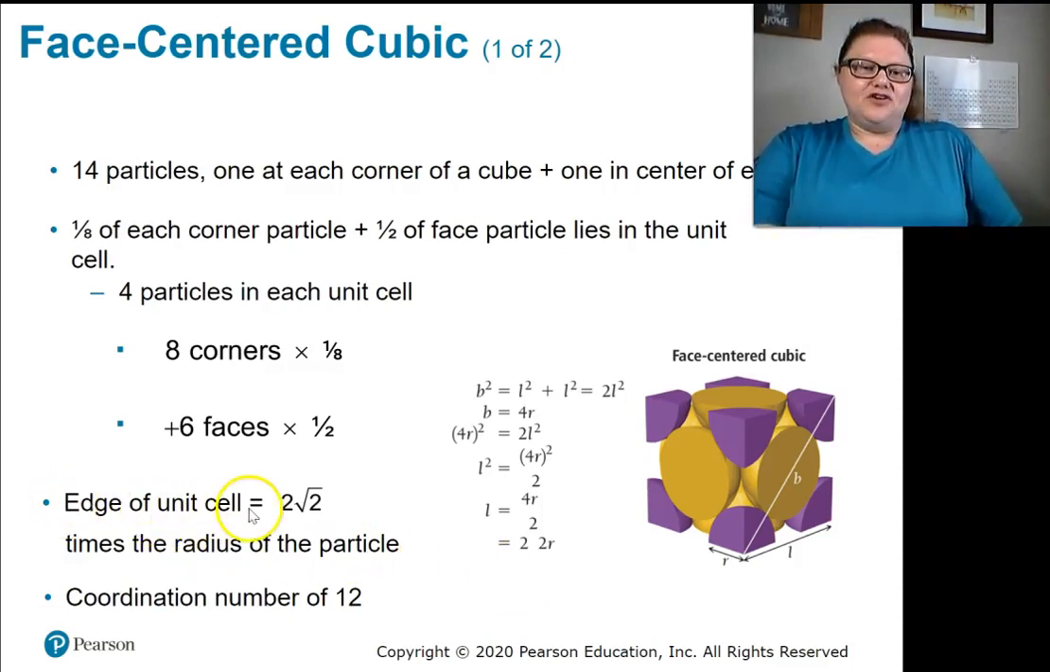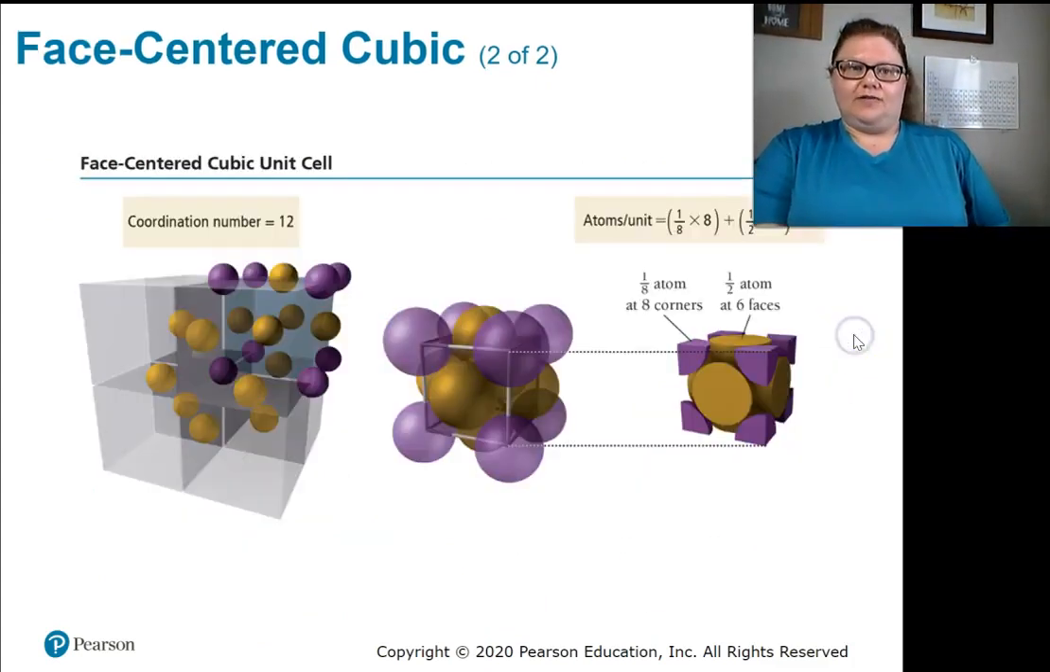We have the edge of our unit cell defined as 2 square root of 2. That's our edge, which is our length, times the radius of the particle. Okay, so 2 square root of 2 r. And the coordination number here is 12. So it's in contact with 12 other particles.